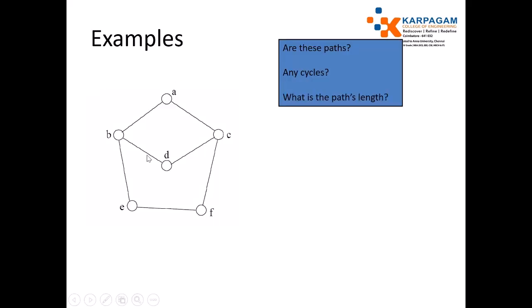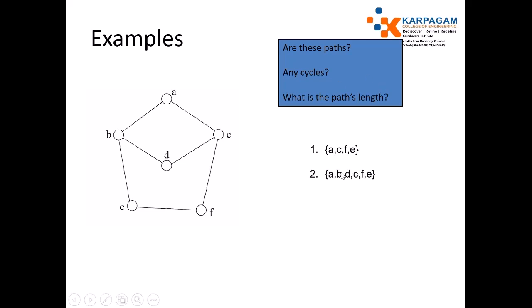For example, you have to answer my question. Are these paths or cycles? What is the path length? For example, we have the vertex sequence A, C, F, E. These are a path. The path length is 1, 2, 3, the number of edges. This does not form a cycle. This one is a path only.